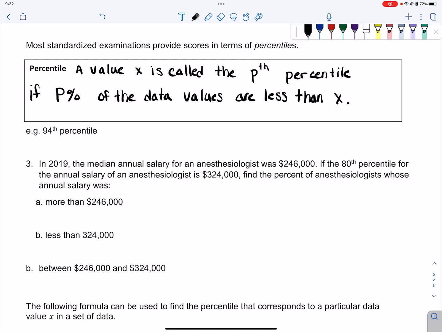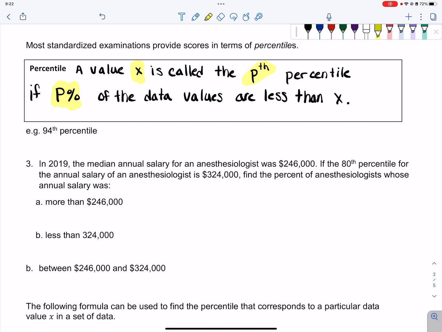So now in 8.3, the next thing that we're going to talk about is percentiles. So the first thing to go over here is our definition of a percentile. A value x in our data set is called the pth percentile if p% of the data values are less than x.